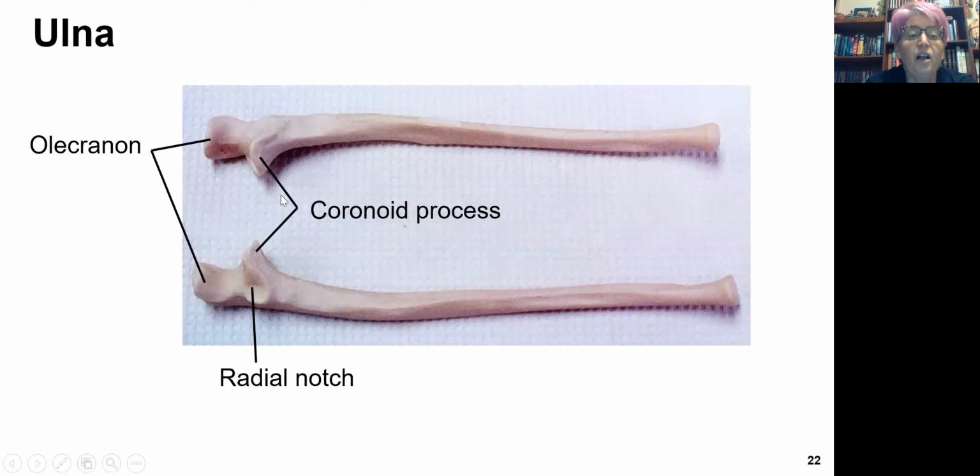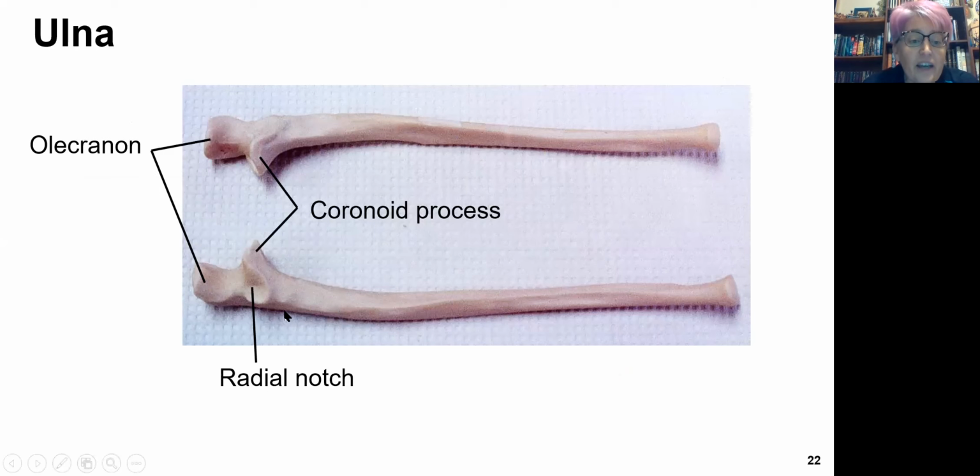Okay, so here's what the ulna looks like. And you can see it's got this really funky looking olecranon process here. This is the coronoid process, which is pointier than it looks. You remember coronoid means sort of vaguely pointed like a crown. It doesn't look that pointed here, but I've got another view where you can see it more clearly.